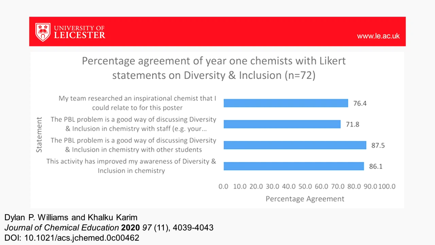We asked students whether the project was a good way of discussing diversity and inclusion in the subject with two different groups. So we asked them whether it was a good way of discussing it with staff and a good way of discussing it with students. And pleasingly, over 70% agreed it was a good way for both of those categories. However, there's quite a big difference between the two. It's only 71.8% agreement when discussing with staff, with an 87.5% agreement when discussing with students.